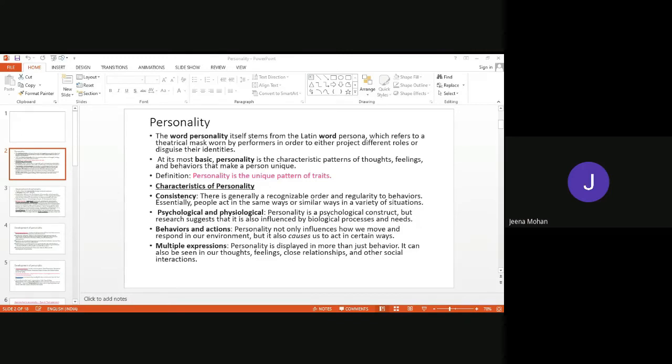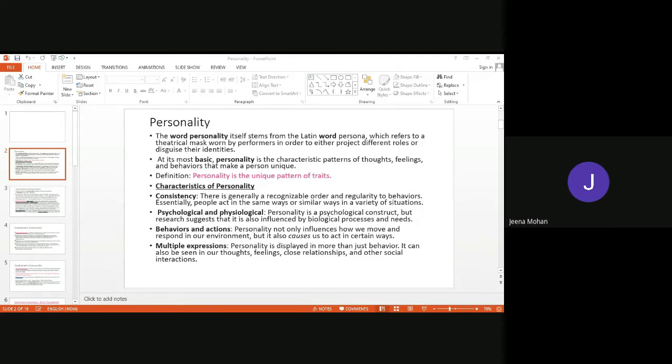But if the case is a little bit complicated or if the patient is not that cooperative, then it is very difficult to do the case study. So we should have the skill to elicit the information from the case, even if it is not cooperative. That is very important. Okay.